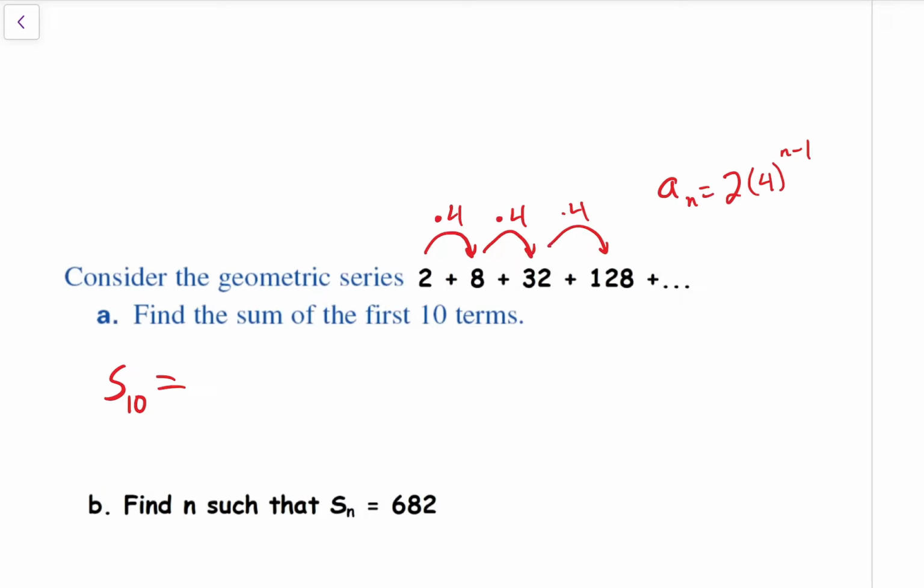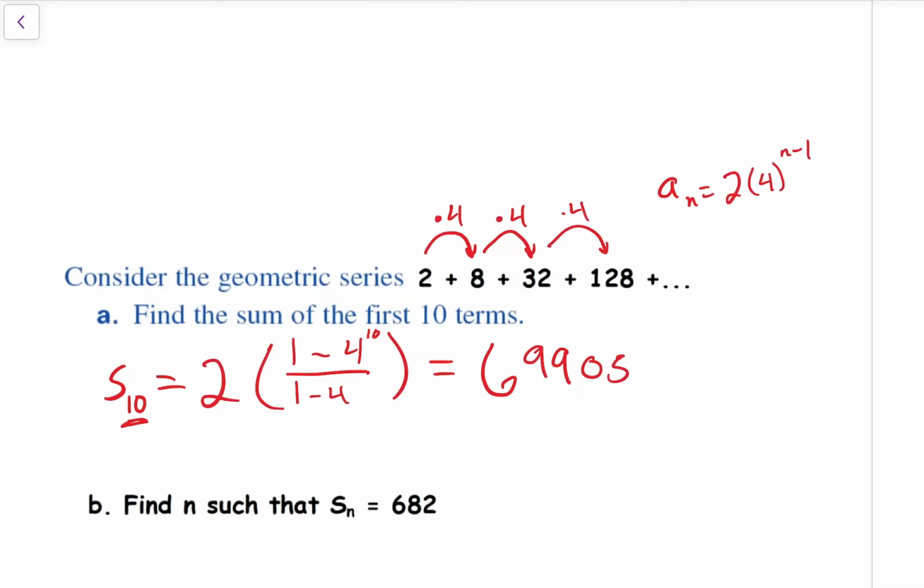So S sub 10, we have our first term, which in this case is 2, times 1 minus our ratio, which is 4, to the 10, because we're taking it to the n power. Here's our n, over 1 minus 4. Go ahead, plug that in. We're going to get 699,050. So really, in this case, we didn't have to find the explicit rule. It never hurts.